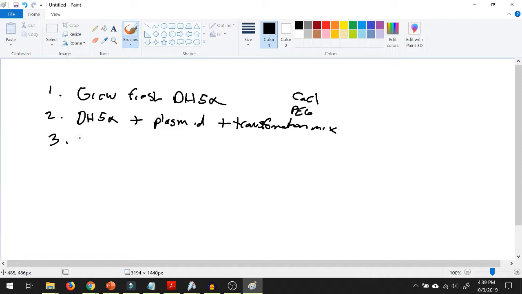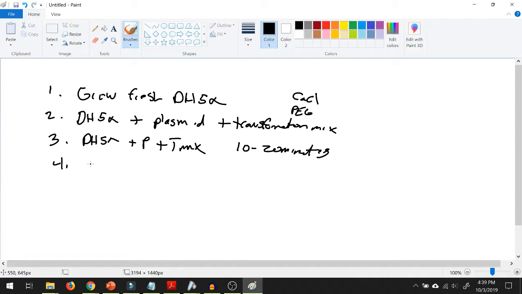Now, scientists have shown this helps the plasmid get into the bacterial cell or yeast cell. They're not quite certain why, but it actually works. So what you do is you put your DH5 alpha plus plasmid plus T mix into, say, your fridge for like 10 to 20 minutes. Not freezer, fridge. Freezing will kill the bacteria.